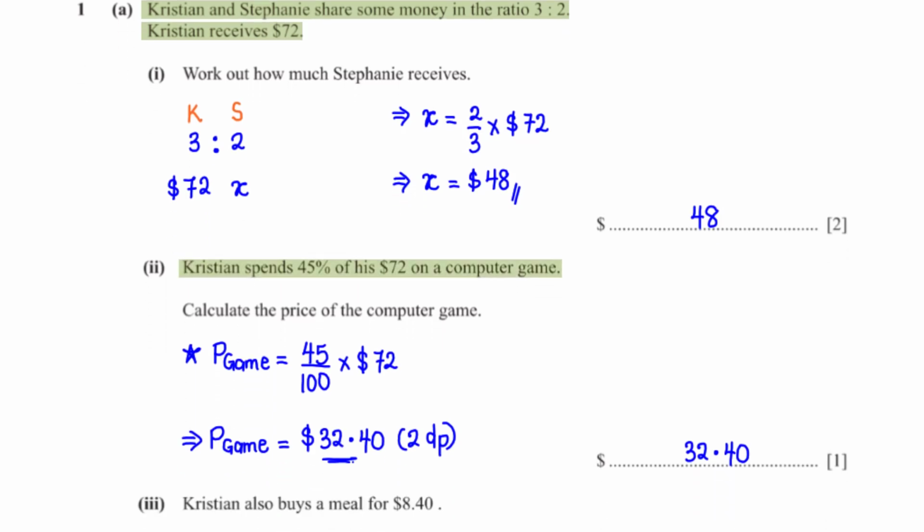Christian spends 45% of his $72 on a computer game. Calculate the price of the computer game. To get the price of the computer game, we multiply 45%, which is the same as 45/100, by $72, which is equal to $32.40 rounded to 2 decimal places.